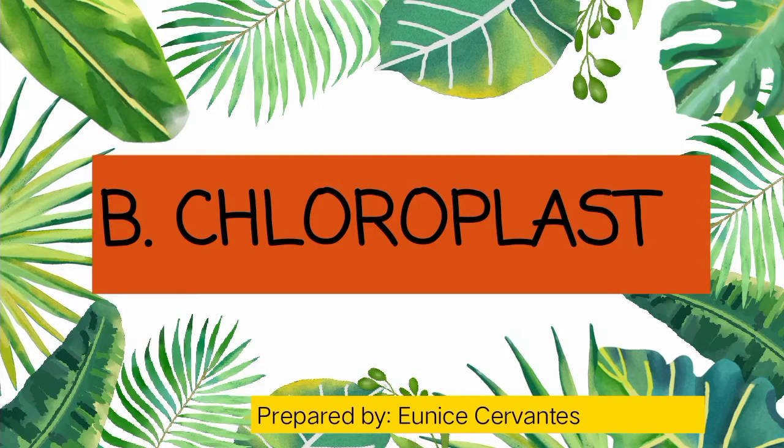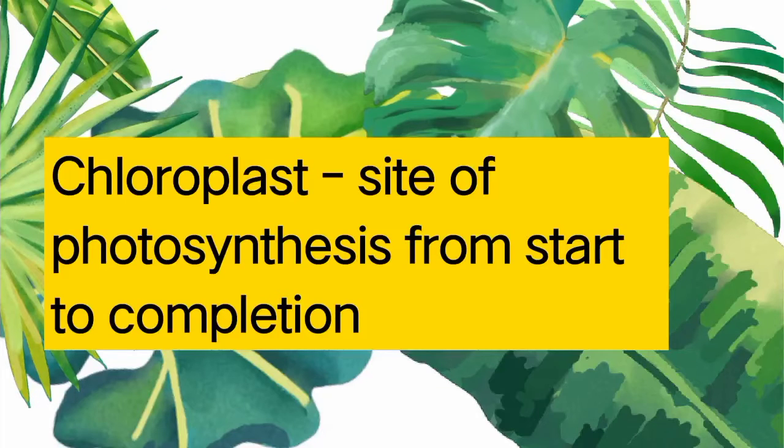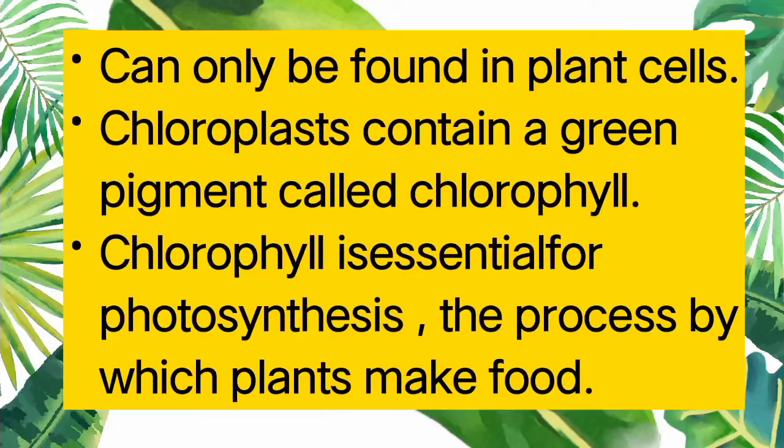Chloroplast. Chloroplast is the site of photosynthesis from start to completion. It can only be found in plant cells. Also, chloroplasts contain a green pigment called chlorophyll. Chlorophyll is essential for photosynthesis, where photosynthesis means it is the process by which plants make food.